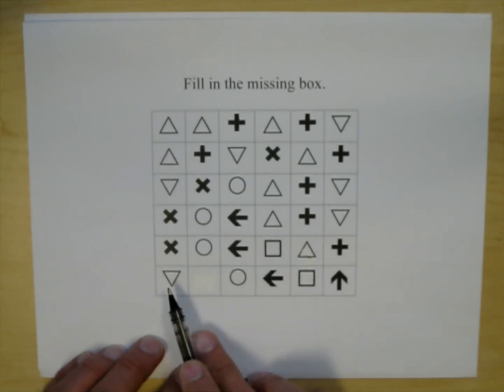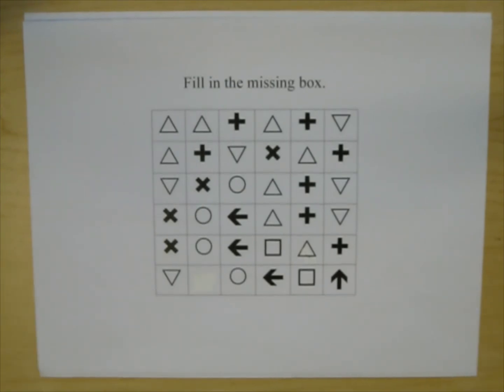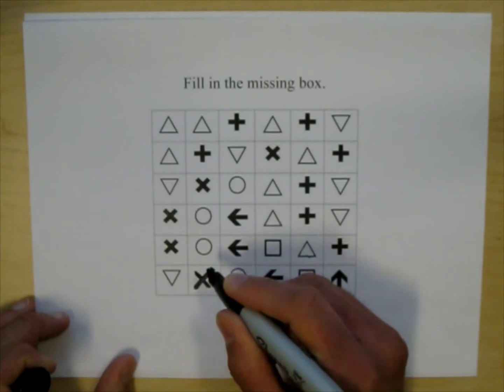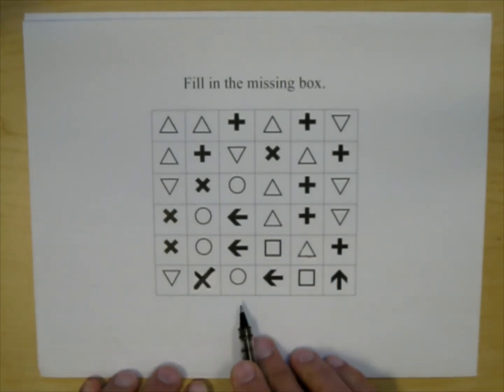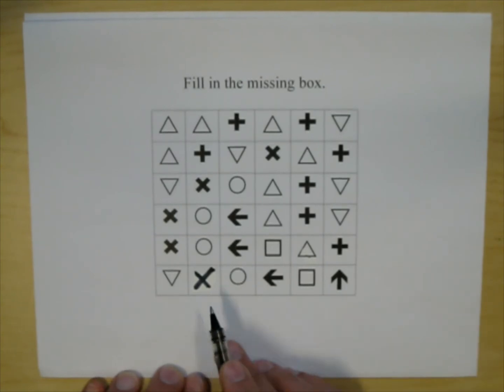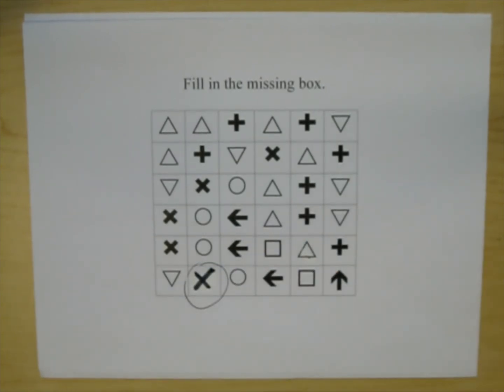Triangle plus upside down. What comes after upside down triangle? It's the multiply. And then circle, left arrow, square, and then the new symbol is the up arrow. But that's what goes in the box, that one right there. So that completes our very last section that we're covering, which is 7.4.